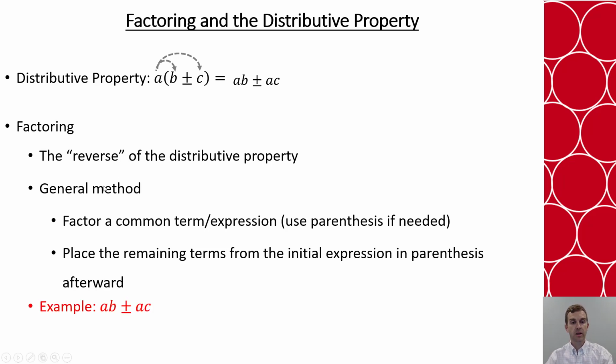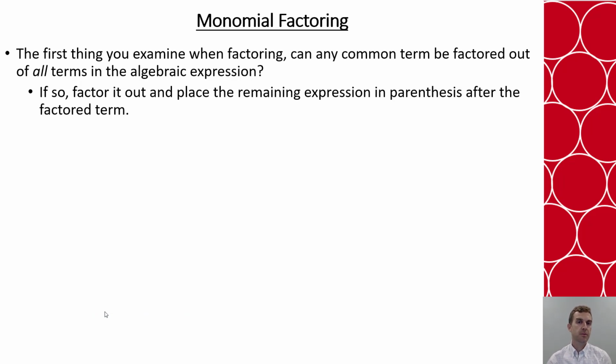So if I think about going the reverse direction, I would say, well, what can I pull out of both terms or factor from both of these terms? I can factor an A. So that puts an A outside my parentheses and the B plus C remaining inside because I divide both terms by that A. So the first type of factoring we'll talk about is called monomial factoring. Here we factor out a single common term from everything in the algebraic expression. What is left then after factoring out that term is all the remaining components to that expression.